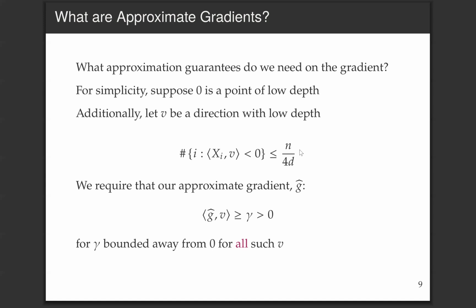The guarantee that we will require on the approximate gradient g hat is that it has positive correlation with all such directions V. So we want g hat to satisfy this property: its inner product with any direction which certifies low depth is bounded away from 0. The idea is that if you take a gradient step along g hat, you're improving your depth along all these directions V along which the depth is low. And if you set the step size correctly, you also ensure that you don't ruin the depth along directions which already have large depth. But how can you compute such an estimate g hat?